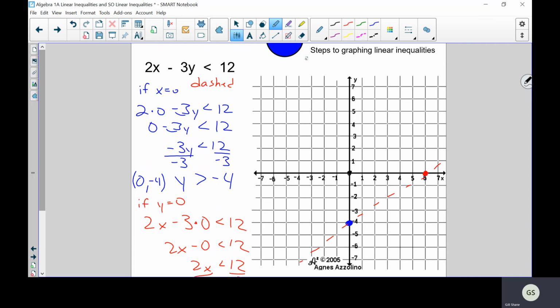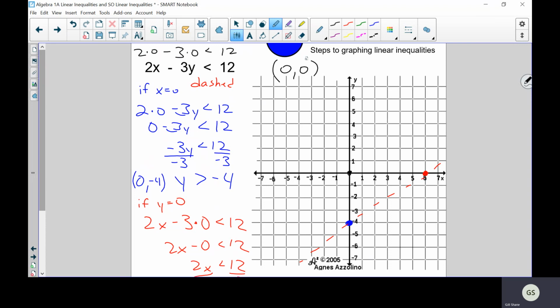So if I'm testing (0, 0), then I just plug in 0 for x, 0 for y. So that's 2 times 0, subtract 3 times 0. Here's why you want to do (0, 0), especially in these problems. What do I get on the left side? I'll do the math. What do I get? 2? Oh, you said 0. Yeah, 0. You will always get 0.